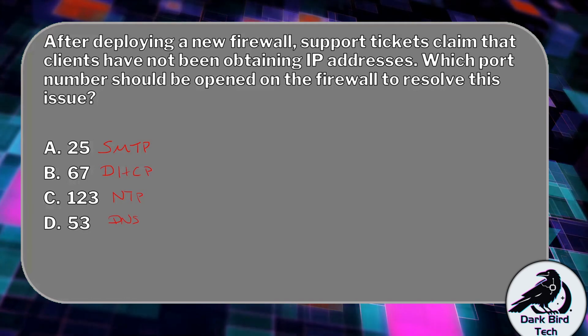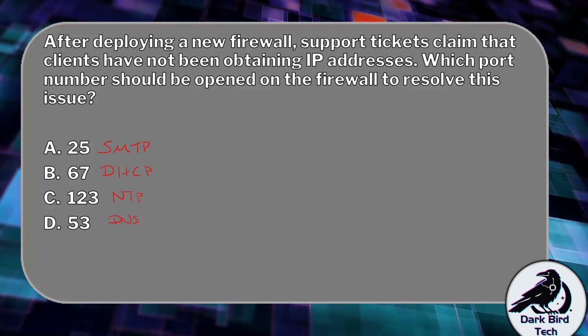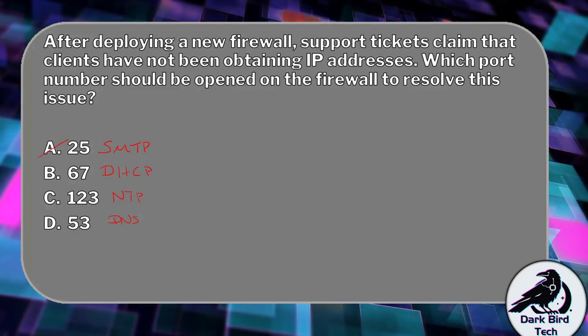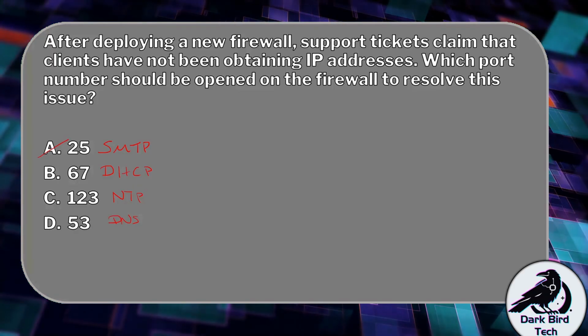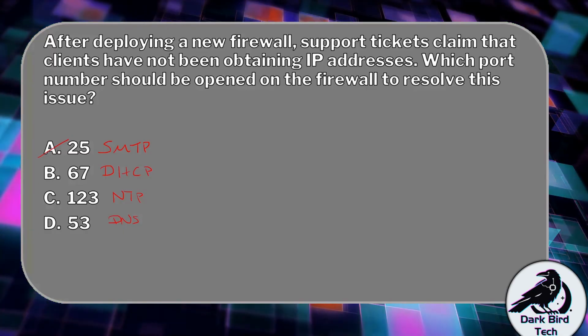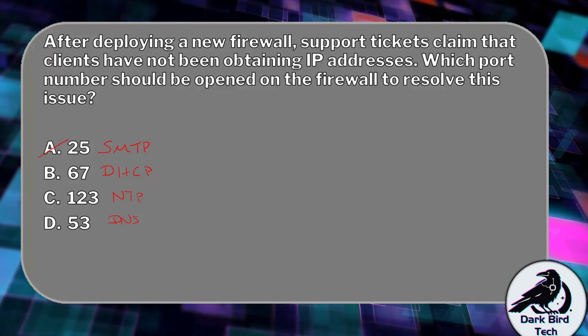So let's see. SMTP, that's emails. And we're talking about not getting IP addresses on client machines. So that's got nothing to do with emails. Your email won't arrive if you haven't got an IP address. So we're not even at the point of worrying about port 25 yet. In this case, your email won't send actually, because SMTP is your outgoing email protocol.